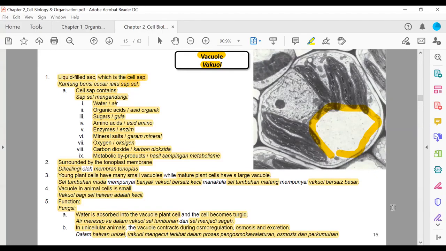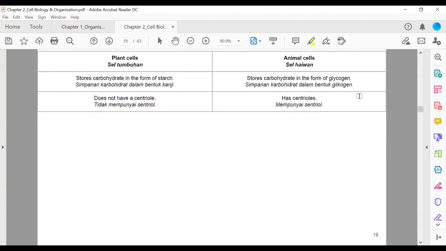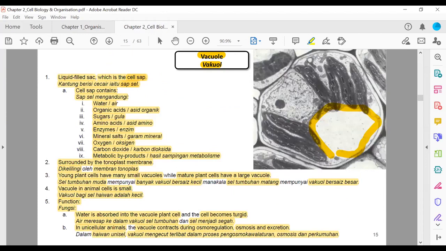Okay, see this? Cuba tengok ini. There. Nampak tak ni? Can you see contractile vacuole? Ni vacuole mengecut, sejenis vacuole. So they also have vacuole. We call that contractile vacuole. Vacuole mengecut. So these are two examples of unicellular organism. Organisma unicell, haiwan unicell, iaitu amoeba dengan paramecium. So they have vacuole. We call them contractile vacuole.